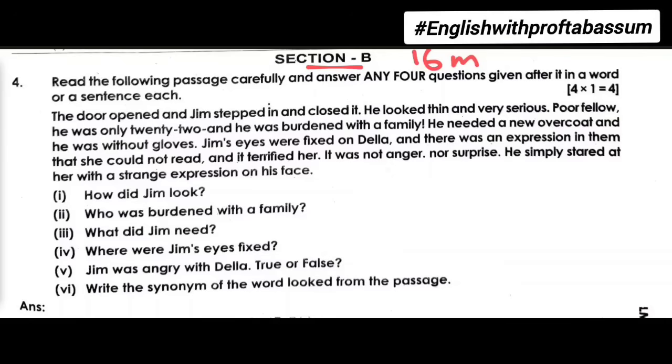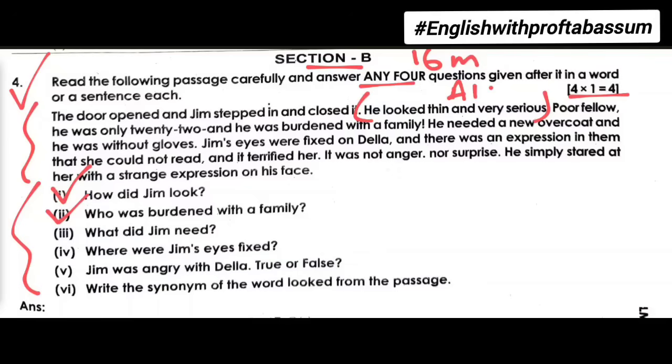Read the following passage and answer any 4 questions given after it in a word or a sentence each. So you have to read the passage. Each question will carry 1 mark. You have to answer these questions in one word or one sentence. Let's answer them. First one, how did Jim look? So answer is thin and serious. It is given in the question. This is your answer number 1.